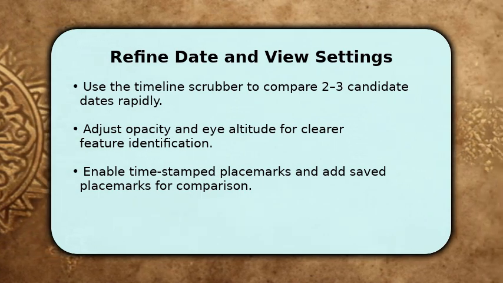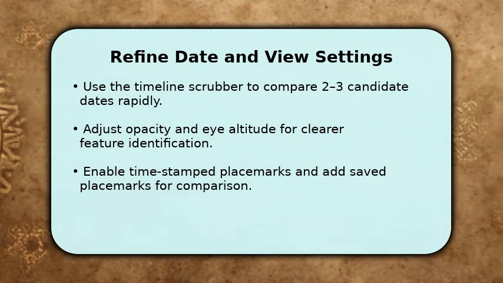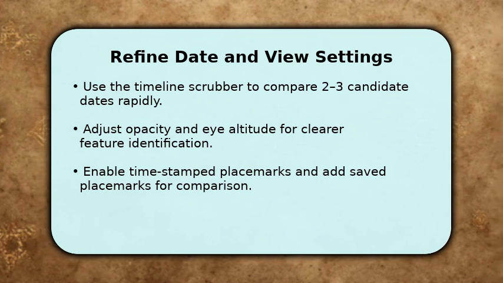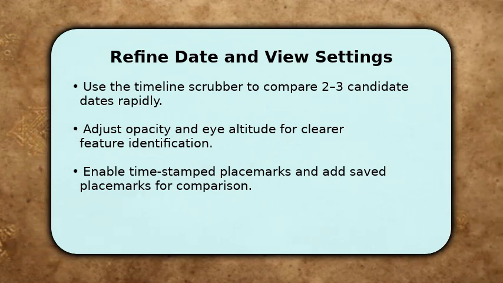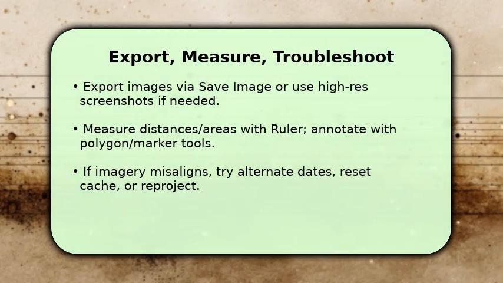Once you find useful frames, place time-stamped placemarks and save each view. This preserves exact coordinates and camera angle so you can return later and reproduce measurements accurately. Finish by exporting and documenting your findings.